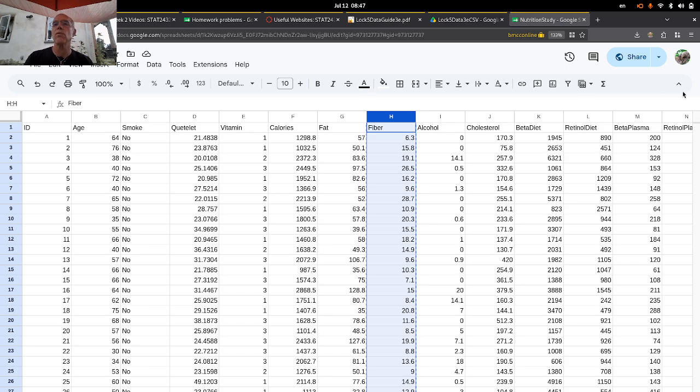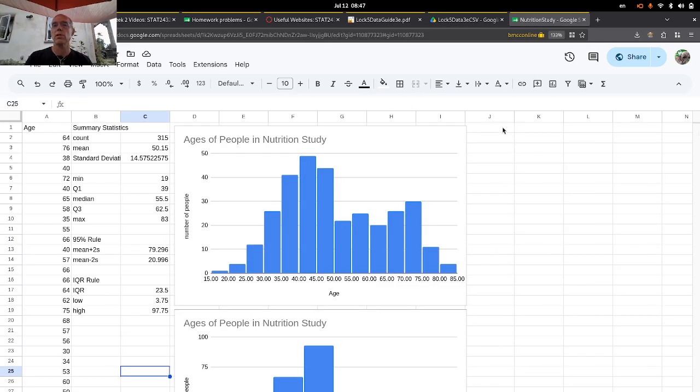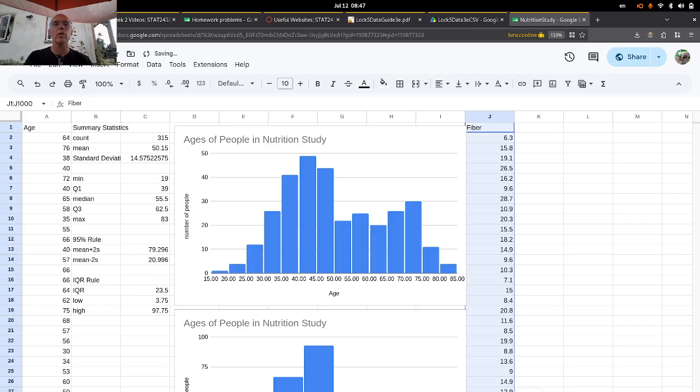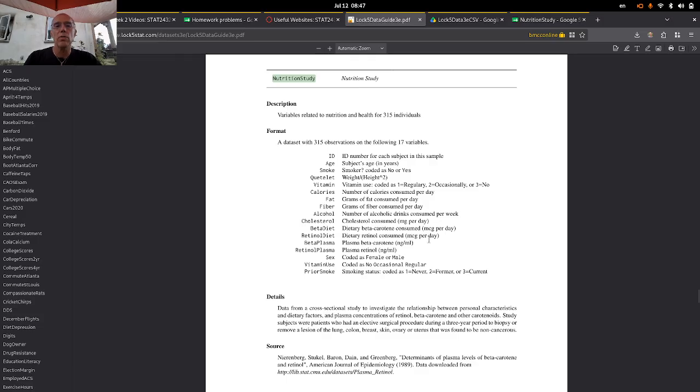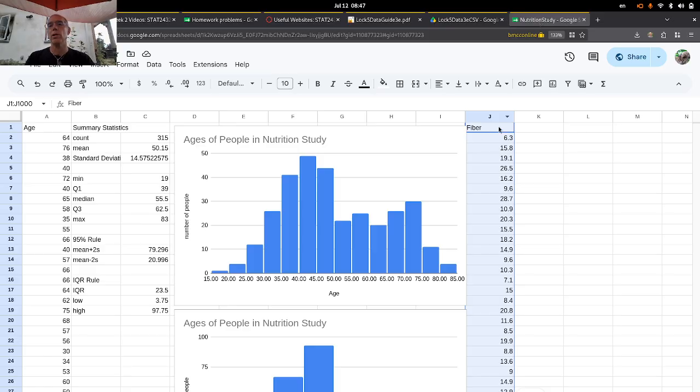And then we've got to look up what fiber means. Back here, paste. All right, and then, okay, what does fiber mean here? Fiber would be grams of fiber consumed per day. Okay, so we should label that better up here. Grams per day. I think age is pretty self-explanatory. Usually we do age for humans in years.